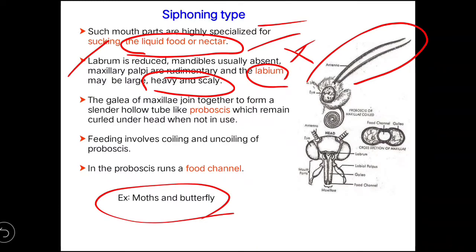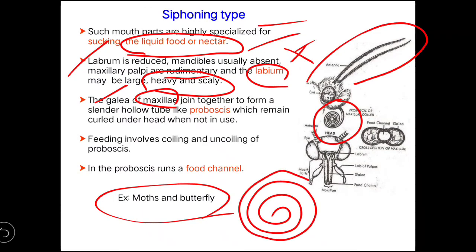Next, the galea of the maxilla. Already you have discussed that the inner lobe is the galea. The galea of the maxilla join together to form a slender hollow tube, a proboscis-like structure, which remains coiled. Normally, when they are not feeding, their mouth part remains in a curled structure. Once they start feeding, they uncoil the proboscis to suck the food material.